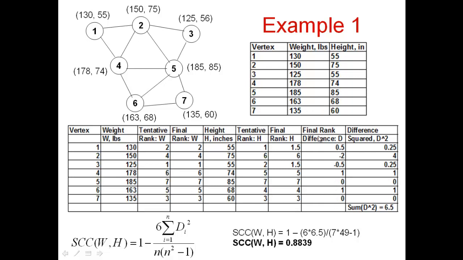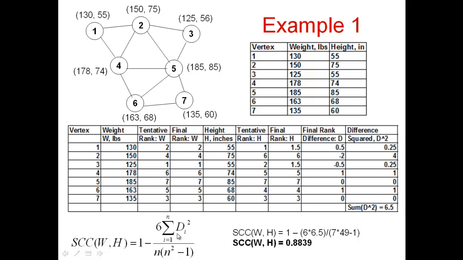So once you get the final rank difference, you can square these differences. So 0.5 squared is 0.25, negative 2 squared is 4, negative 0.5 squared is 0.25, 1 squared is 1 and so on. Then the sum of these squares of the differences. So the sum of all these squares of the differences comes out to be 6.5.